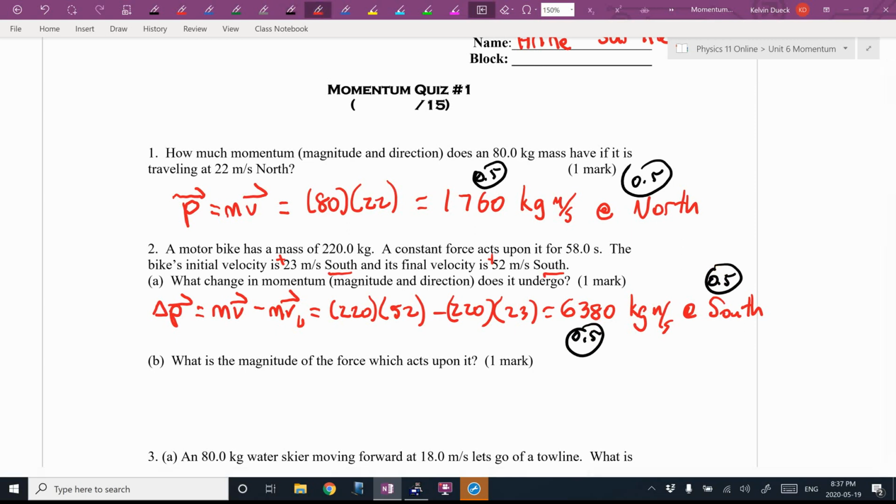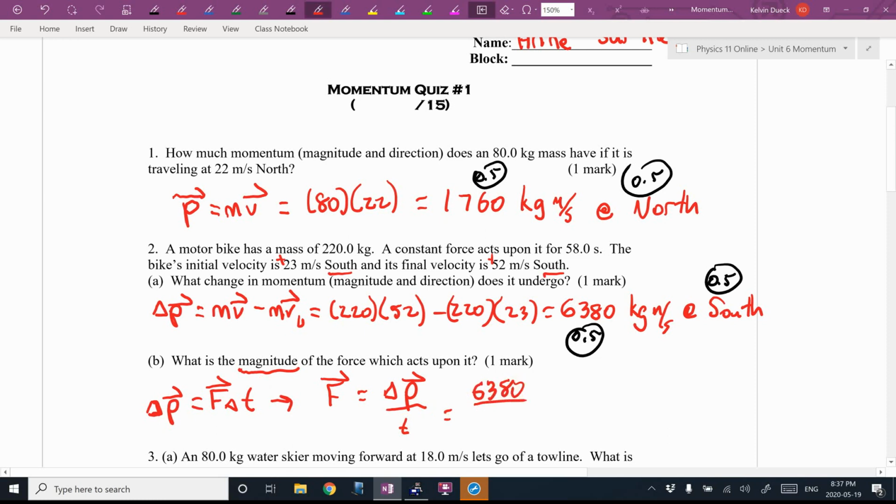B, what's the magnitude of the force? So they just want the magnitude, the size. They don't care about the direction. I could go F equals ma and solve, but since I just found the change in momentum, I think I would probably go change in momentum equals force times change in time, which means the force is going to be the impulse divided by the time. It's going to be 6,380 divided by 58. I have no idea what the answer is.